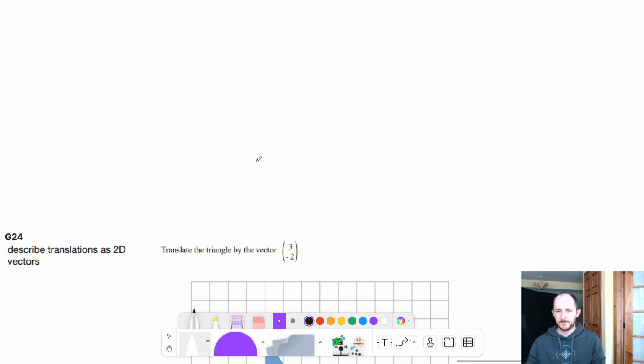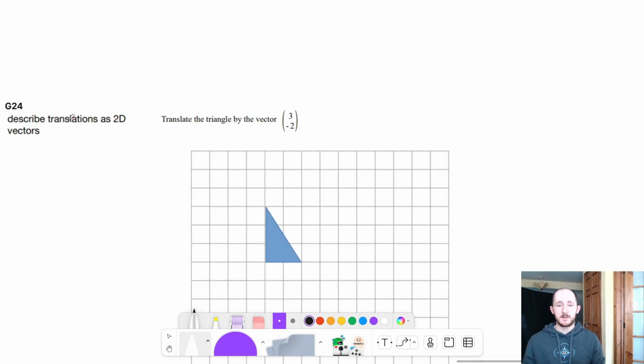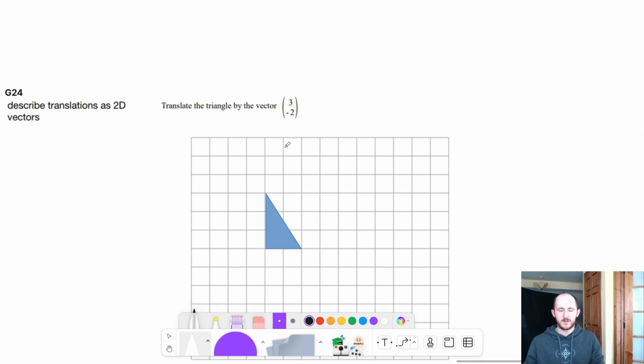You also need to be able to describe translations as 2D vectors. So vectors aren't just those scary things at the end of like paper 3 or paper 2. They are actually used for translations. The top number tells me how far right or left I go. The bottom number tells me how far up and down I go. Positive numbers means right and up. Negative numbers means left and down. So we're going 3 to the right, not left, and we're going 2 down, not up.